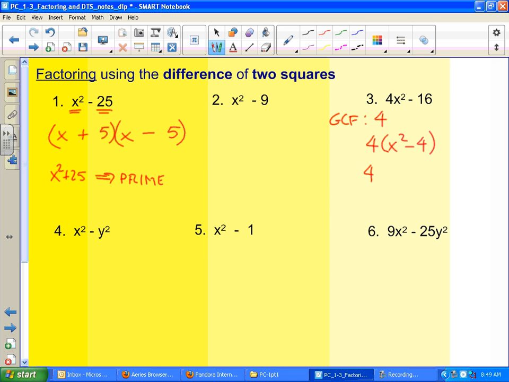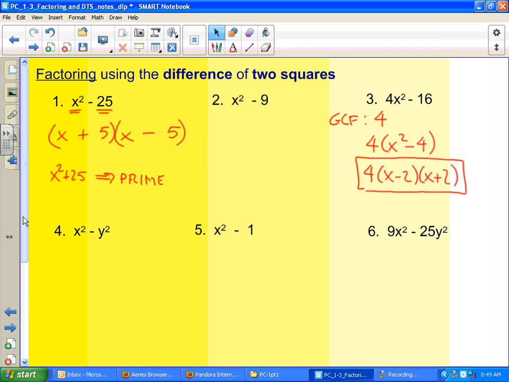And so then I have 4 times x minus 2 times x plus 2. So you have to be careful sometimes with difference of two squares problems that have a GCF. Let's always think about pulling GCFs out before we do any difference of two squares work.